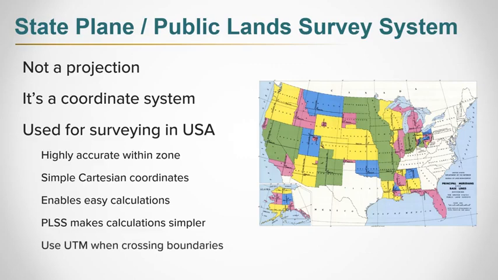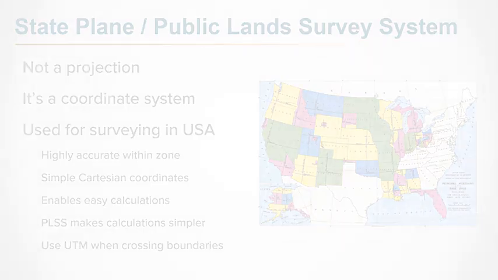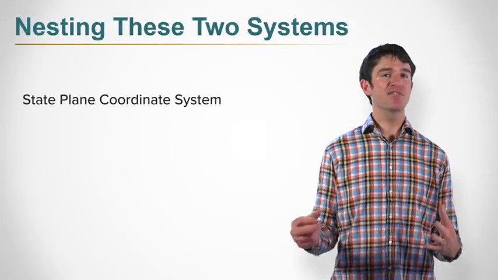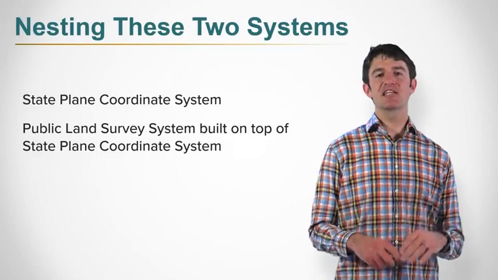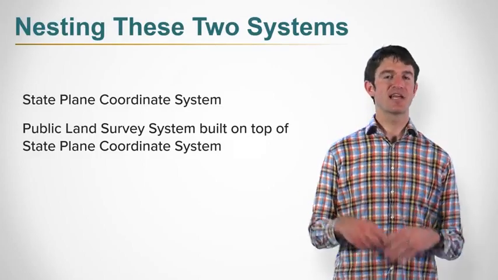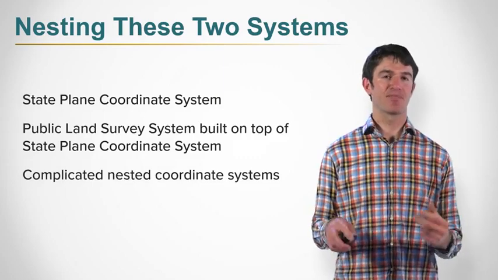The way it achieves some of this accuracy is by dividing up the United States into 124 zones that mostly follow county lines. And within each of those, there's a separate projection that makes it more accurate in that area. Now, the state plane coordinate system itself is fine and relatively simple, but built on top of it is the public land survey system, which involves a nested set of coordinate systems and gets pretty complicated very quickly.